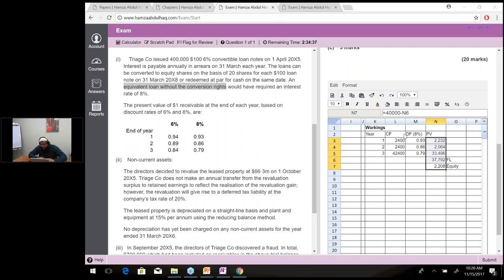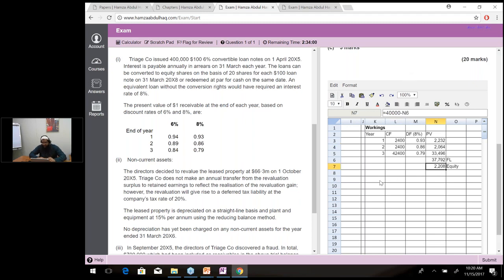Hamza Ahmed is asking how 2,400. Hamza Ahmed, here's the formula. 40,000 of the loan notes multiplied by 6% of the coupon rate. The interest payment is going to be at 6% and the market rate is going to be 8%. So the discount factor used will be 8% and the cash flows will be calculated using the 6%. Clear, Hamza Ahmed? The discount factor will always be the rate without conversion options, and the cash flows will be the rate given in the question.